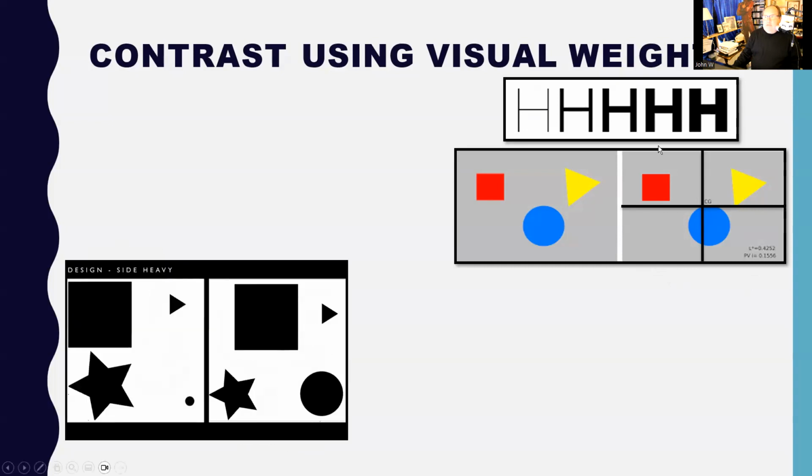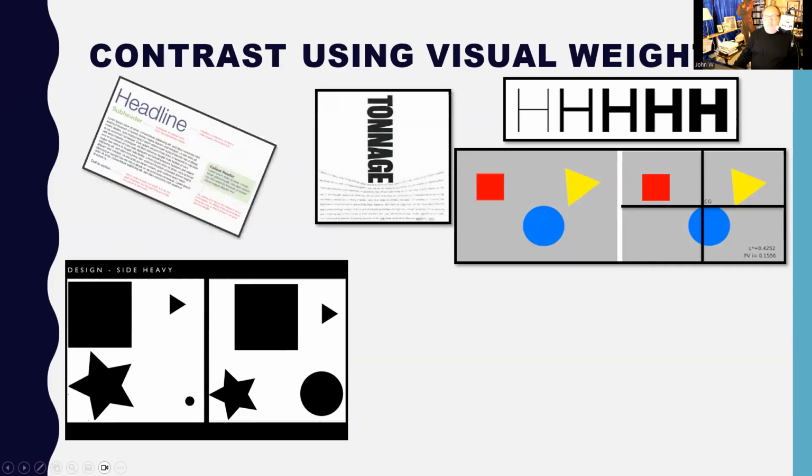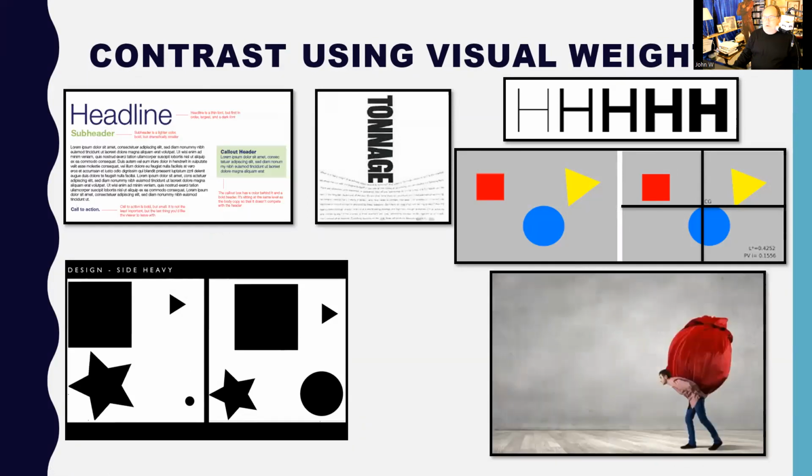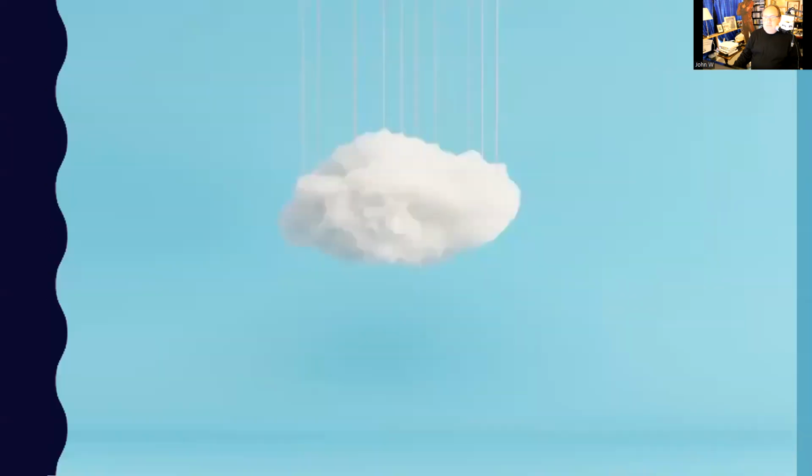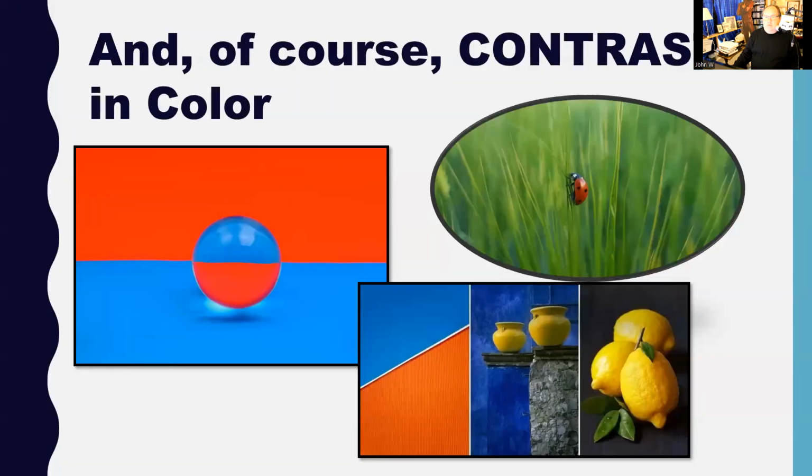Contrast in the size of the font, from the heavy bold to the very thin. All good illustrations of using visual weight. How about that? And of course, as I said in earlier lessons, contrast is not just color.